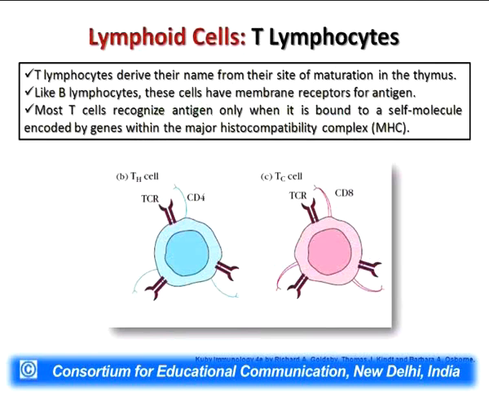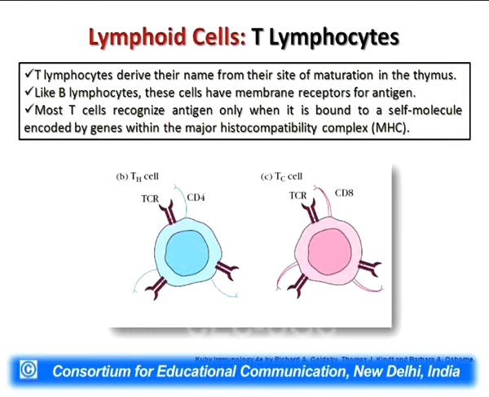The next lymphocyte cells are called T lymphocytes. As the name suggests, the T comes from the site of maturation of these T lymphocytes, which is the thymus. This thymus organ is present on the top of the heart. Like the B lymphocytes, these T lymphocytes also have membrane receptors for the antigens, and most of these T lymphocytes recognize the antigen only when it is presented on a specific protein called the major histocompatibility complex. Then only can they aggregate and develop into mature T lymphocytes and immediately attack the antigen.